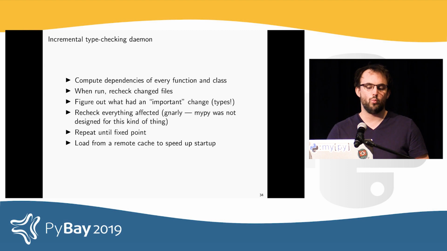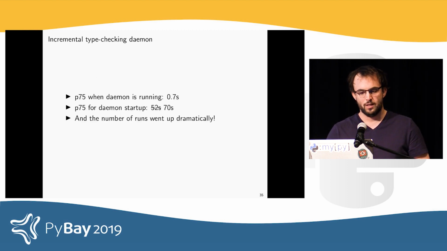Like with the previous one, we can speed up startup by loading from a remote cache, which helps a lot. The upshot of all this is that our P75, which means that 75% of runs are faster than this, if the daemon is already running, is less than a second. 700 milliseconds is what 75% of runs of our type checker take. Unfortunately, it's a little worse for when the daemon starts. It was 52 seconds the last time I gave this talk, but now it's 70 seconds. And so I probably have more performance engineering in my future.